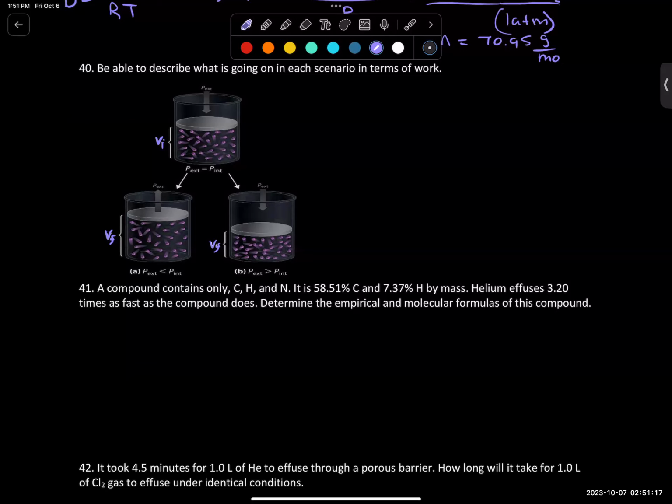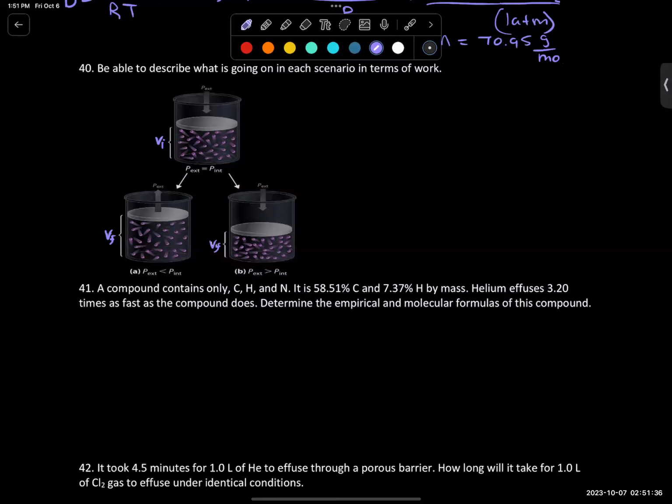I guess the particles aren't bouncing around as much. So the particles are pushing on the system to expand the volume. Therefore, the gas is doing work to make the volume expand. Therefore, if the gas is doing the work, the gas is going to have a negative amount of work associated with it.